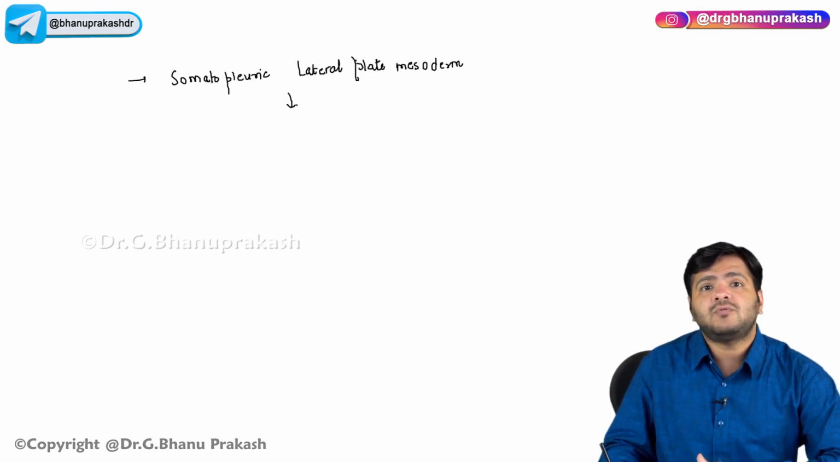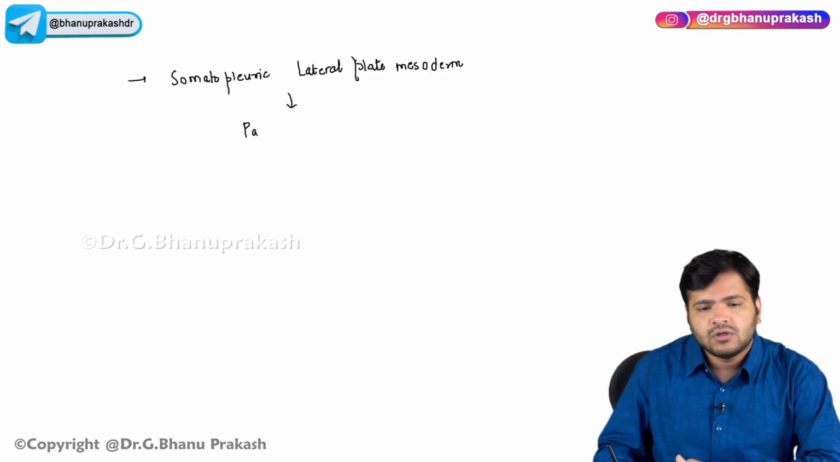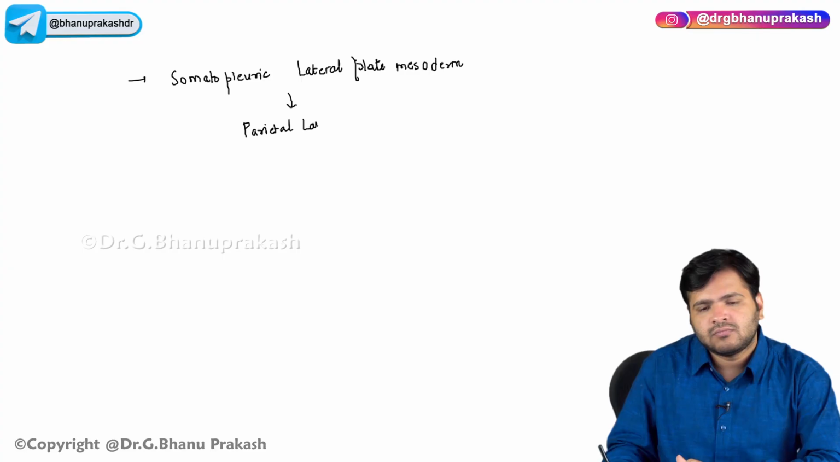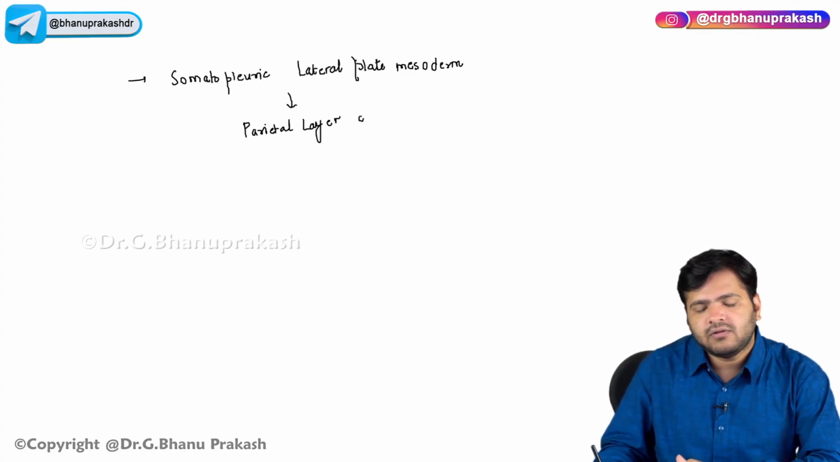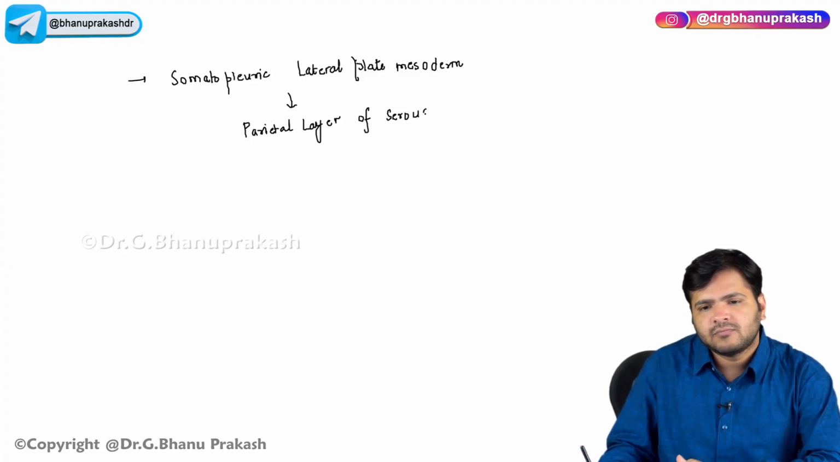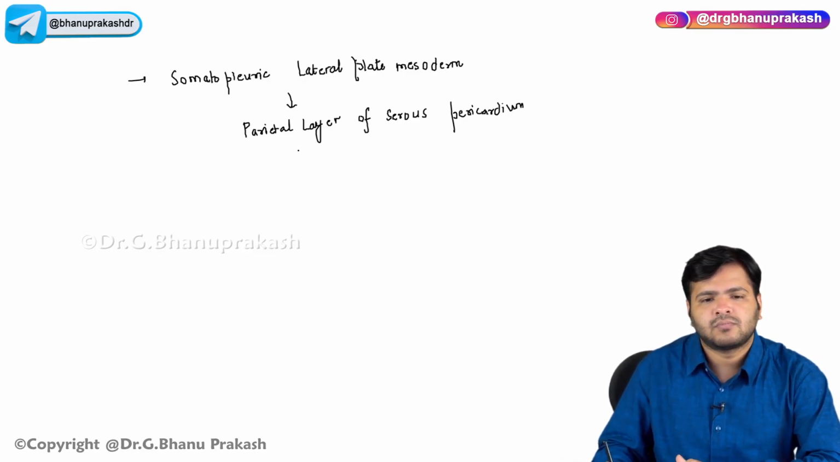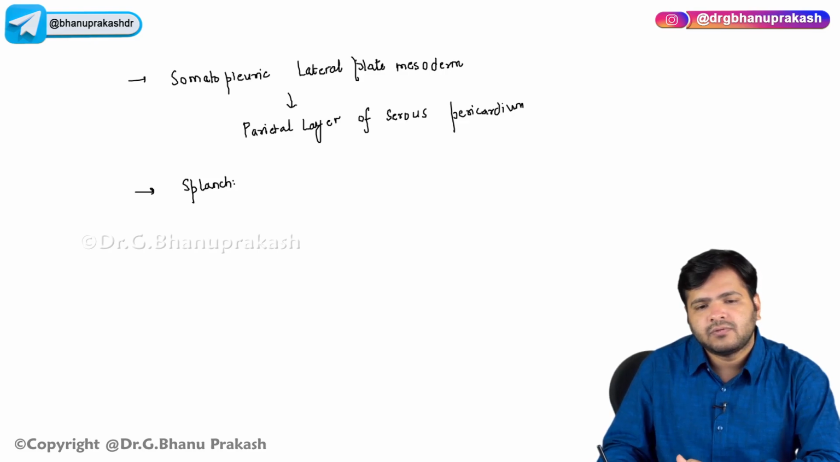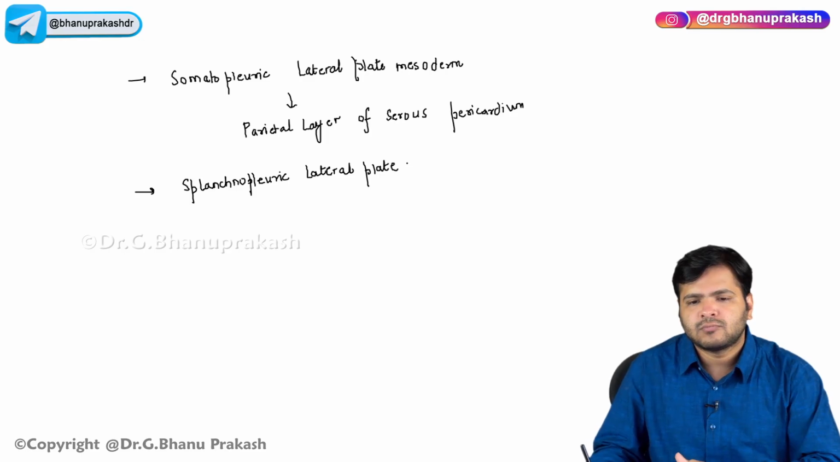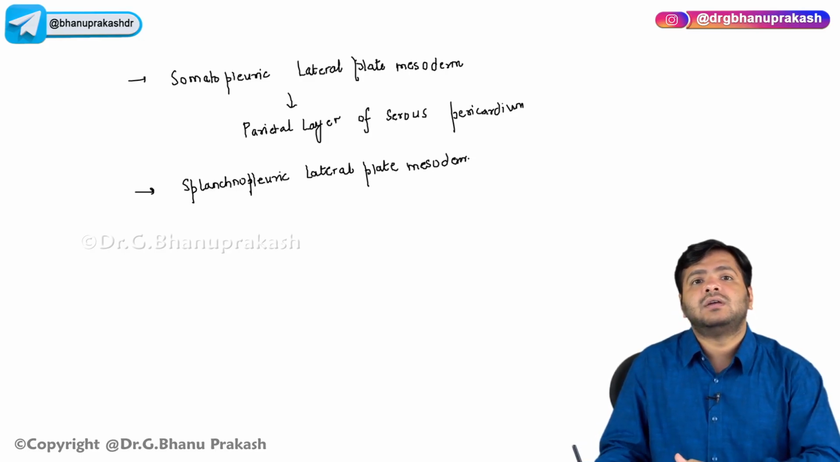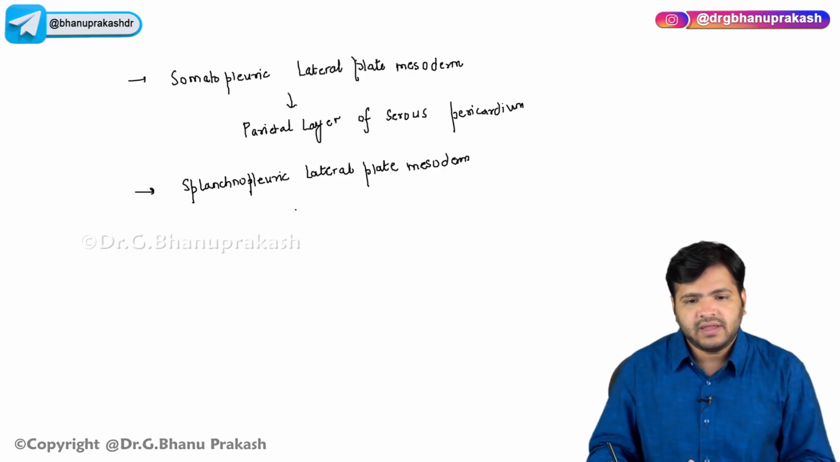Now what will happen? This somatopleuric lateral plate mesoderm will give rise to the parietal layer of serous pericardium, and the splanchnopleuric lateral plate mesoderm will give rise to two important structures, right?